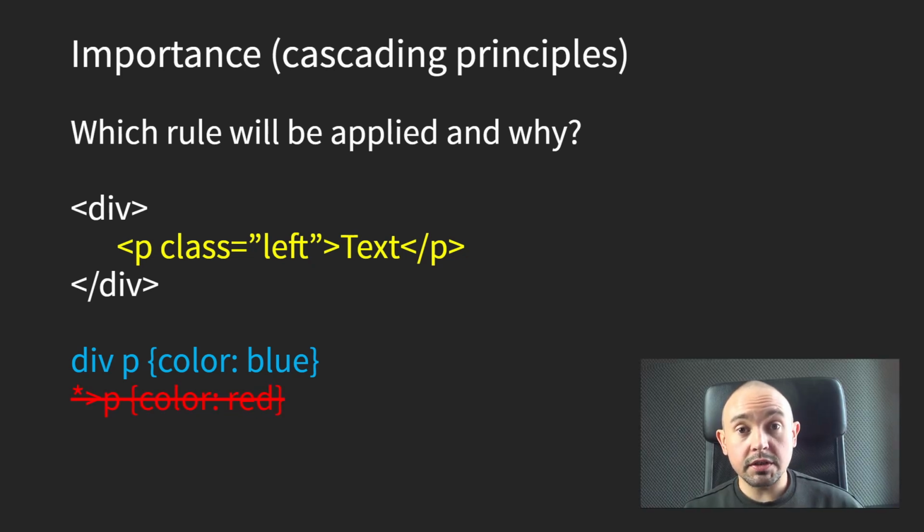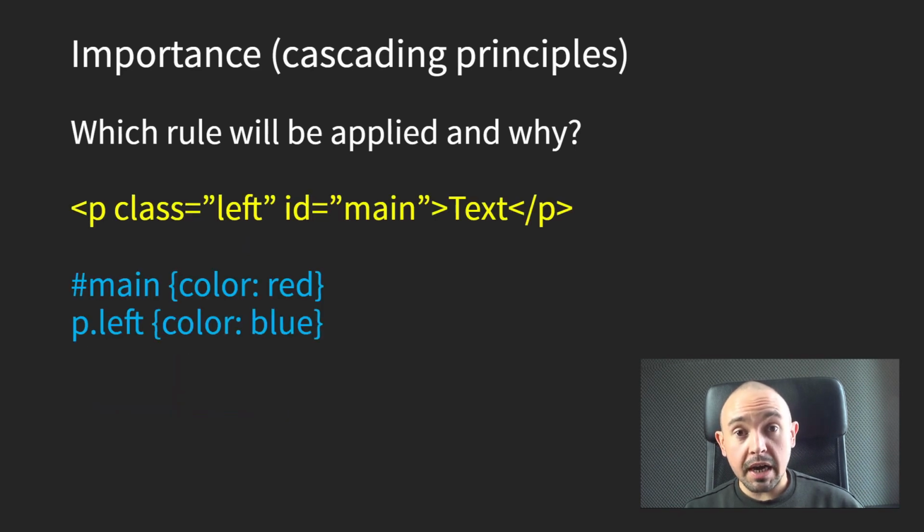The answer is the first rule, but let's see why. As you may already know, or not, the asterisk has no importance in the medal classification. And as I said before, the combinators don't matter as well. So in the second selector, all we have is the p tag, which is one bronze medal. And in the first rule, we have div p, so a p tag inside a div tag, which gives us 2 bronze medals. As we can count, 2 bronze medals are more important than 1 bronze medal. Now let's go to the next question.